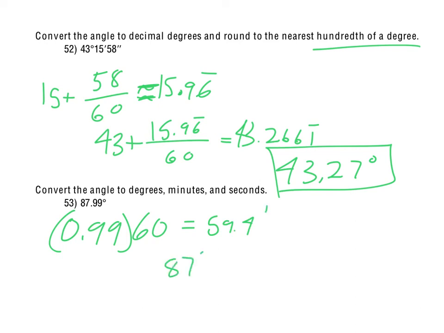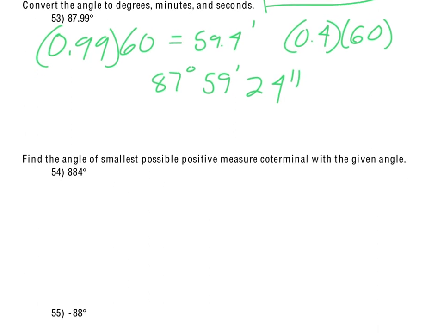So that tells us it's 87 degrees, 59 minutes. And then we multiply the 0.4 by 60, and we get 24. So that's 24 seconds. So 87 degrees, 59 minutes, 24 seconds is what we're looking at. And again, I didn't have to round anything at all there.